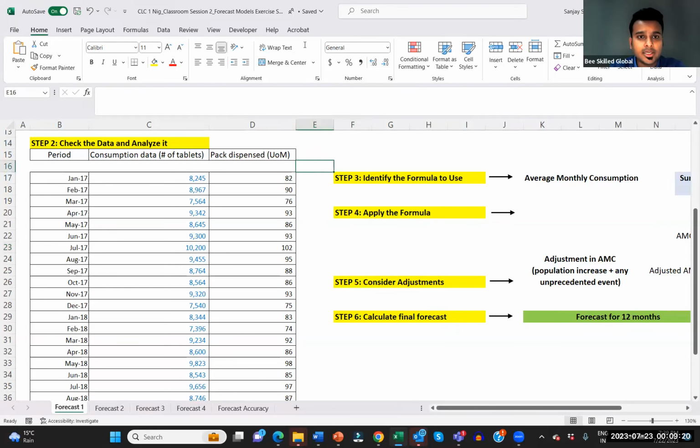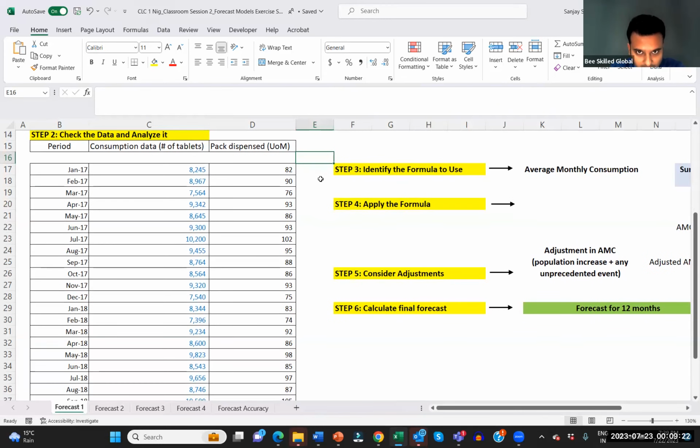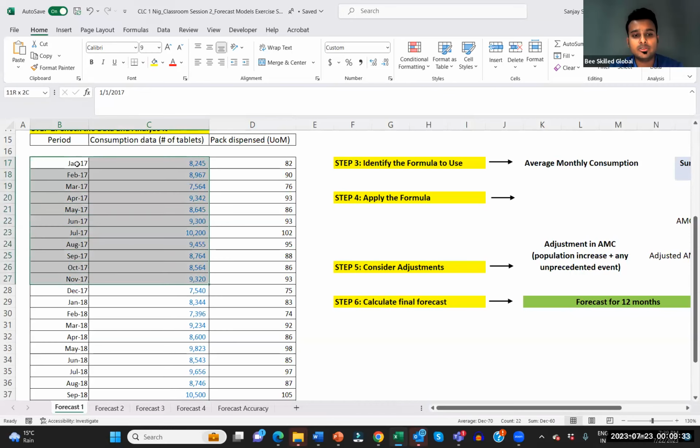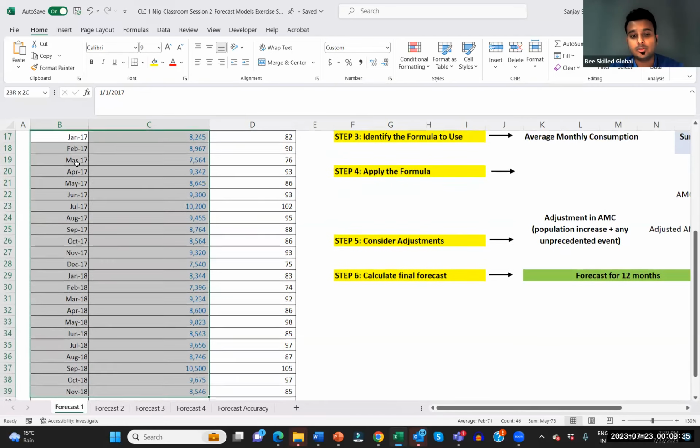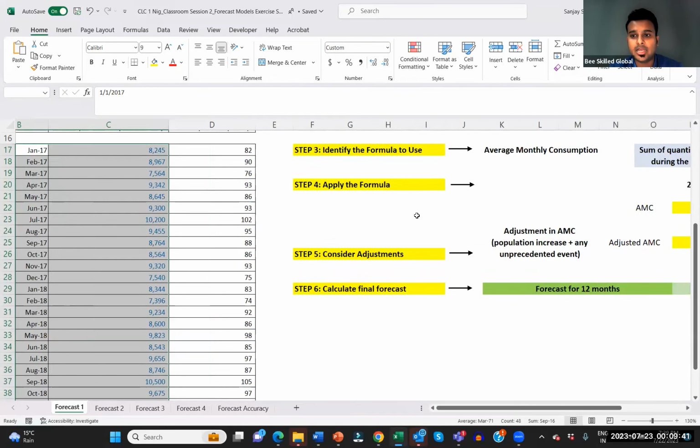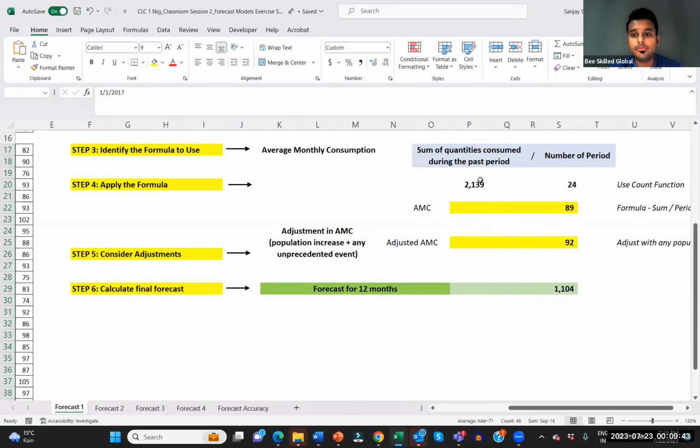Yeah. Thanks, Gilles. Very quickly, going back to Dr. Samuel's question, the reason why we use 24 is because the period of data which was available to us was 24 months. So to calculate average monthly consumption, we added the quantities of 24 months and then divided by 24. So that's your answer for why we use 24.